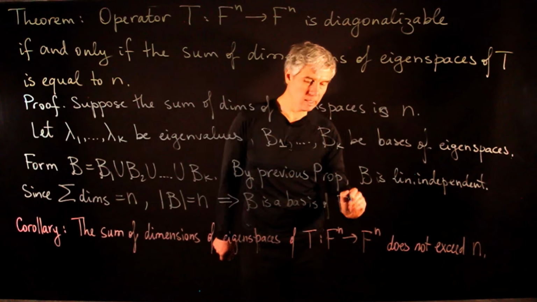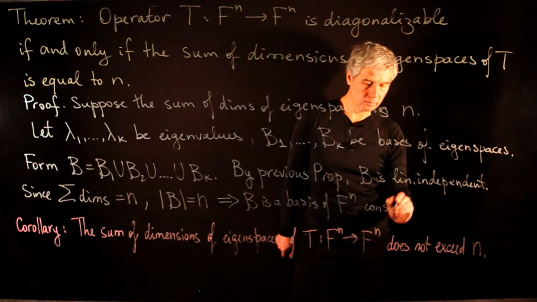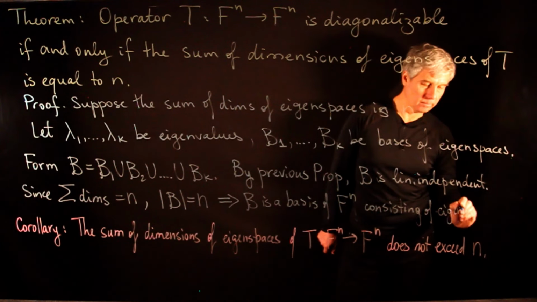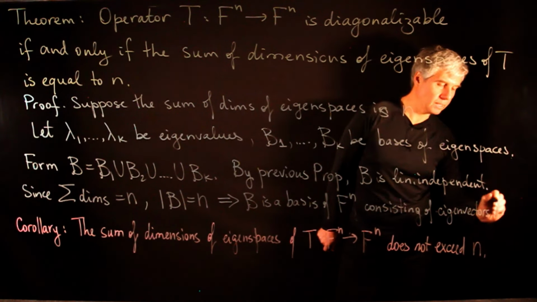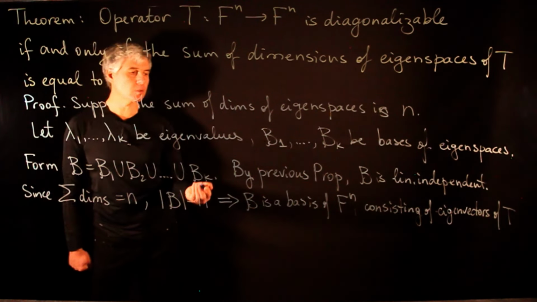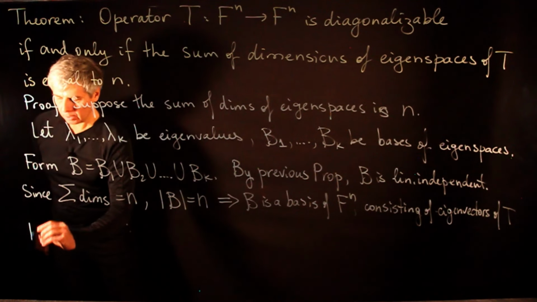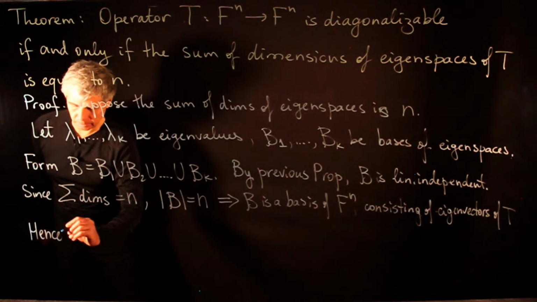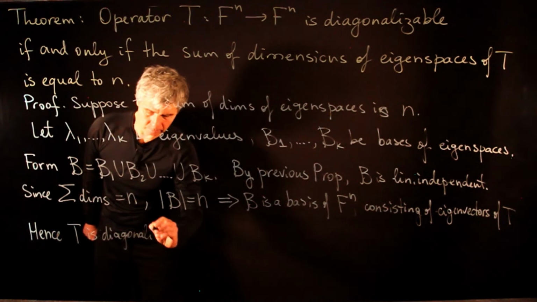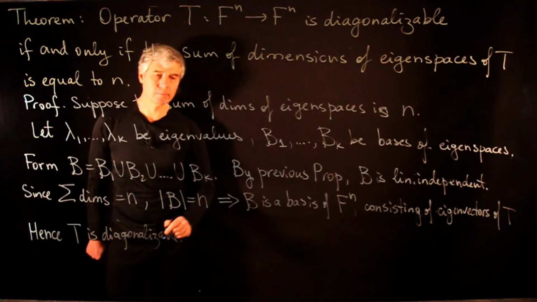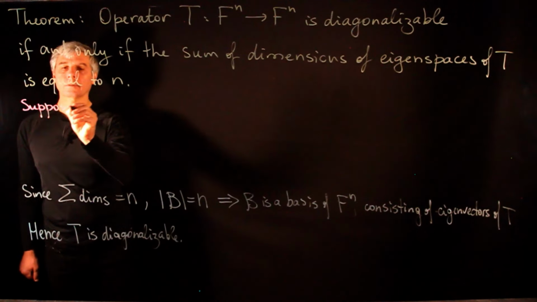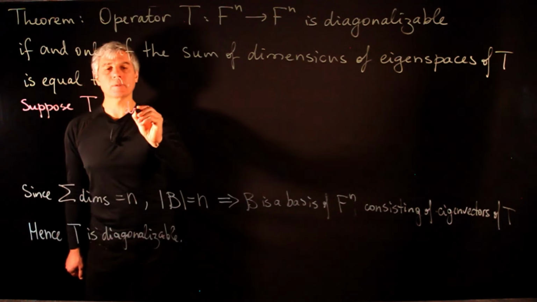of Fn consisting of eigenvectors of T. And by our previous theorem, if we have a basis of the space consisting of eigenvectors, we have that this operator is diagonalizable. Now let us prove the converse. So suppose T is diagonalizable.